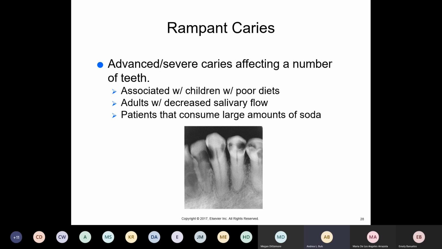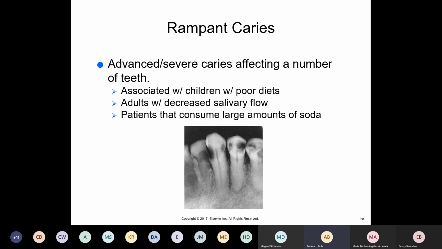Rampant decay, you're going to see this in your soda pop drinkers. You're going to see this in people that are unfortunately addicted to methamphetamines, things like that. This is advanced severe caries, and it's going to affect a number of teeth. We see this in children that have poor diets and aren't good brushers, adults, again, with severely decreased saliva flow. And again, soda is the big one.